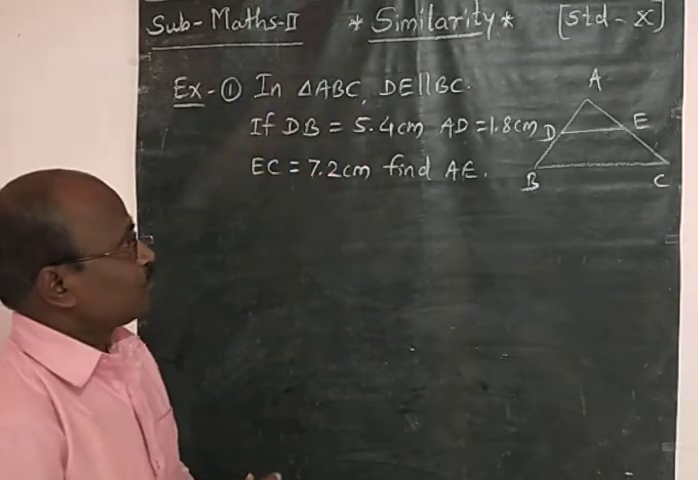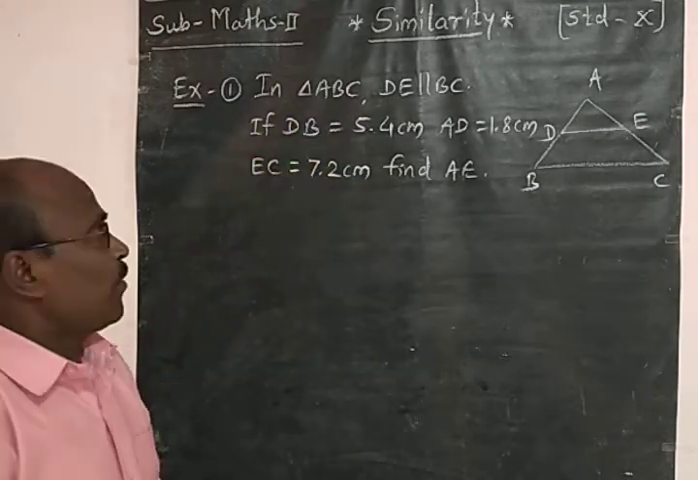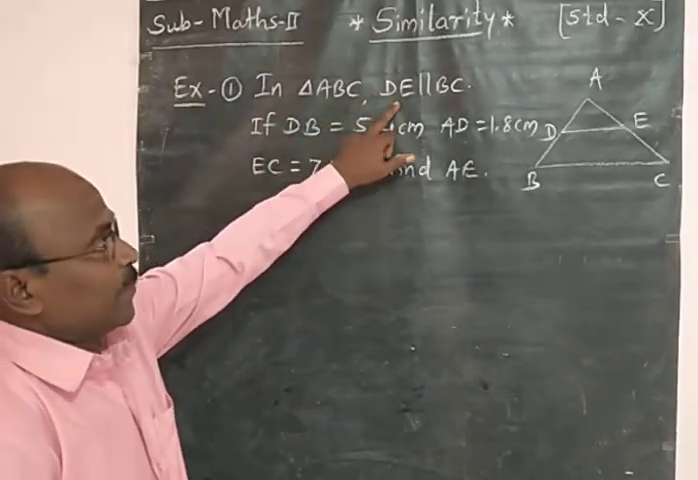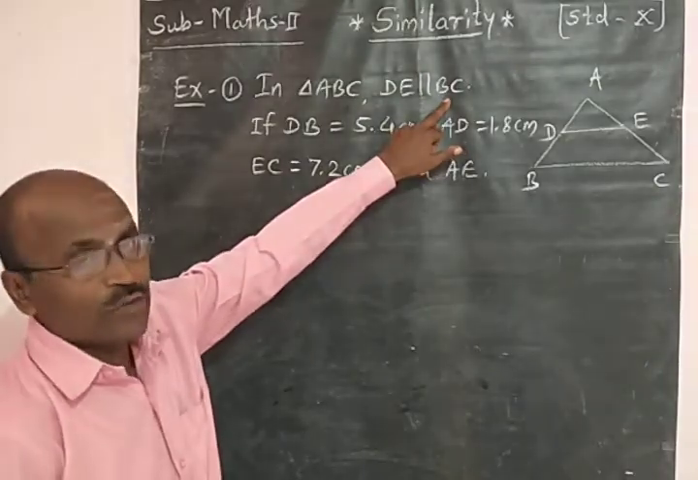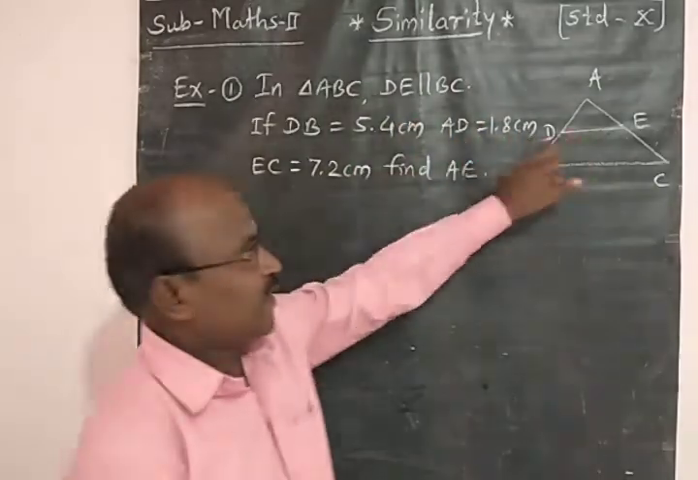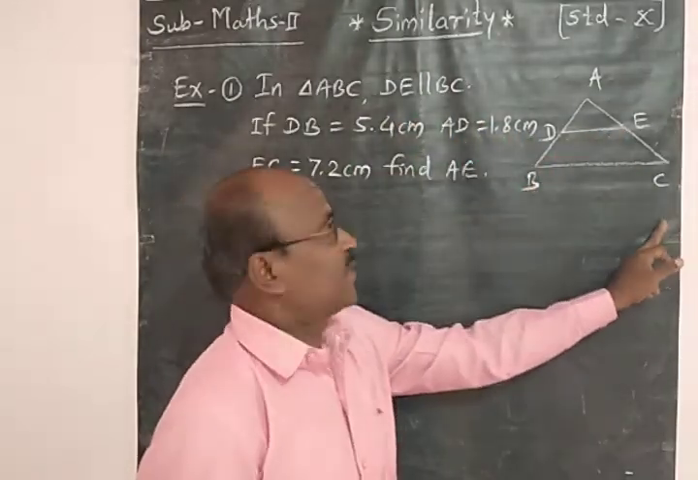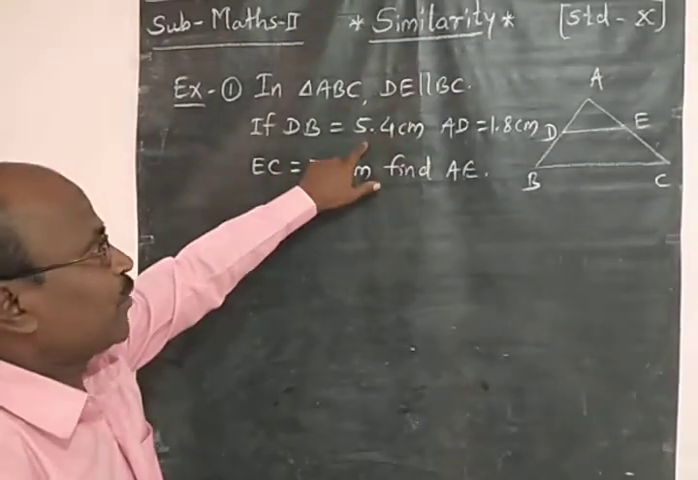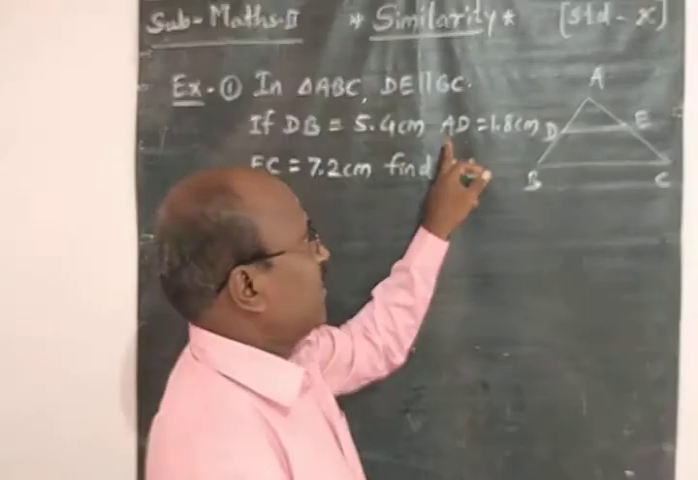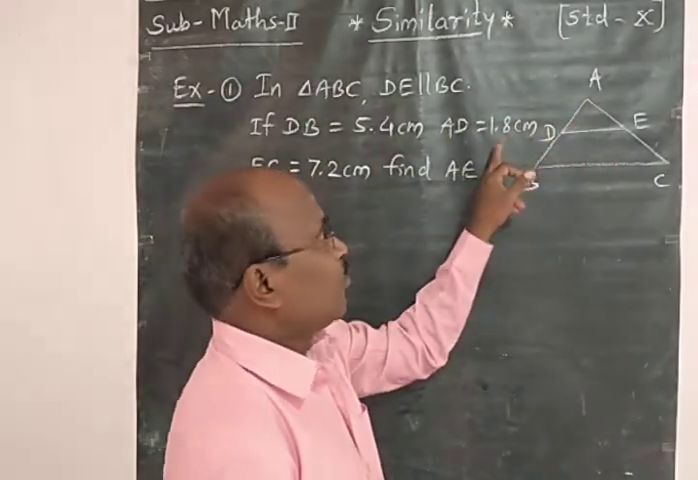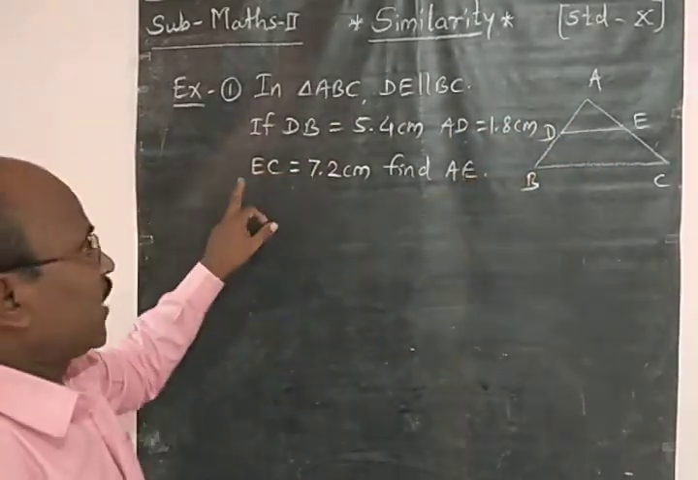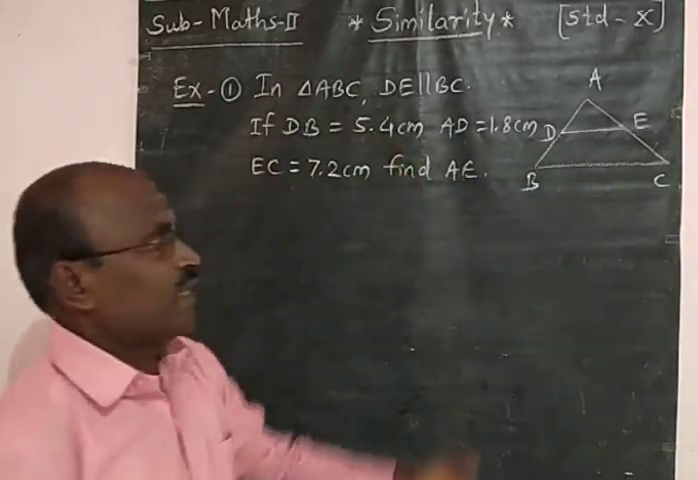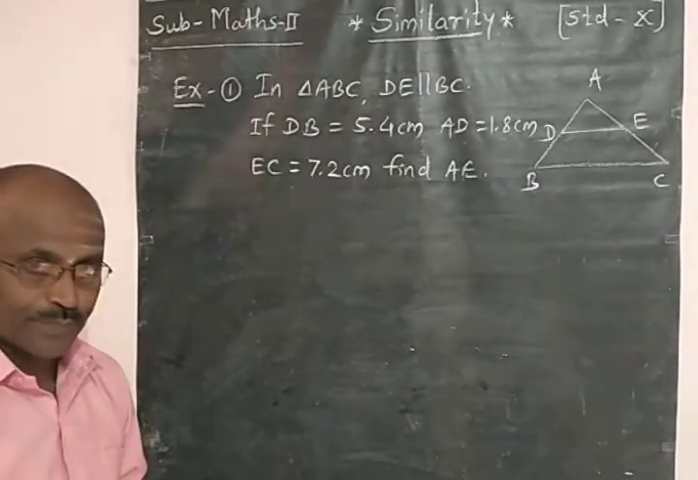I'll take this example. In triangle ABC, segment DE is parallel to segment BC, that is, DE is parallel to side BC. If segment DB is equal to 5.4 centimeter, segment AD is equal to 1.8 centimeter, segment EC is equal to 7.2 centimeter, then find the length of segment AE.